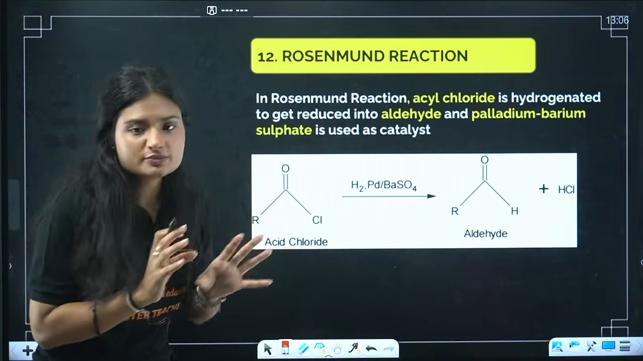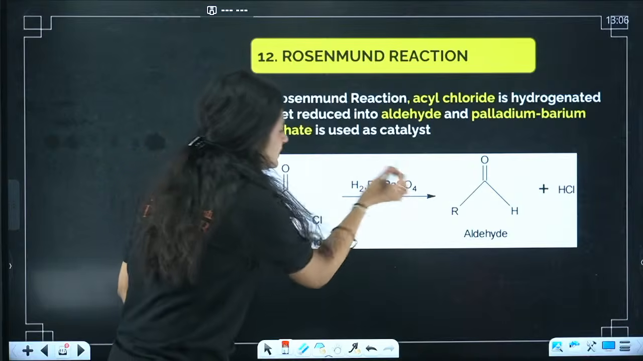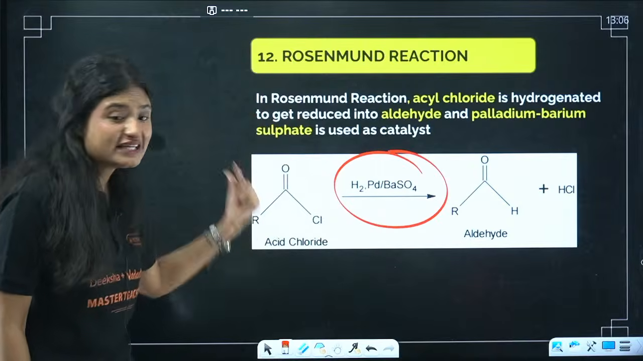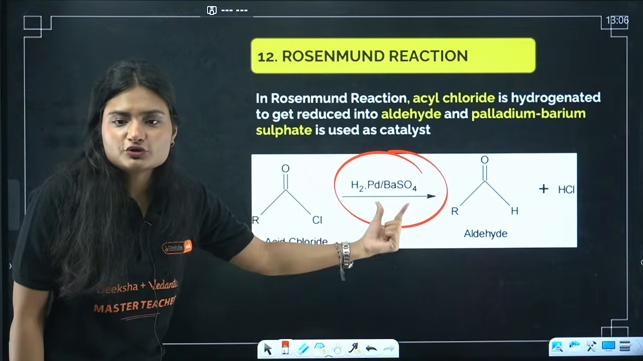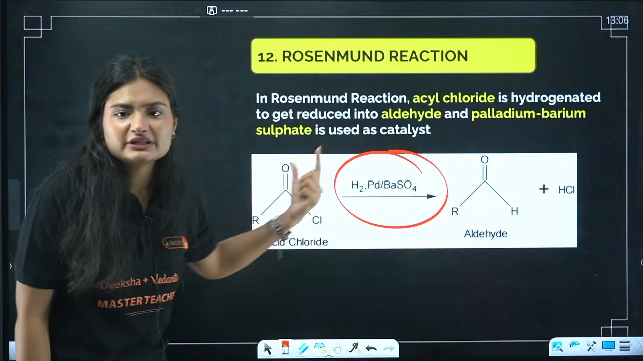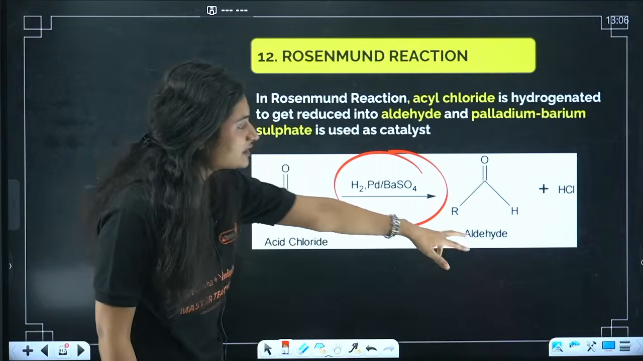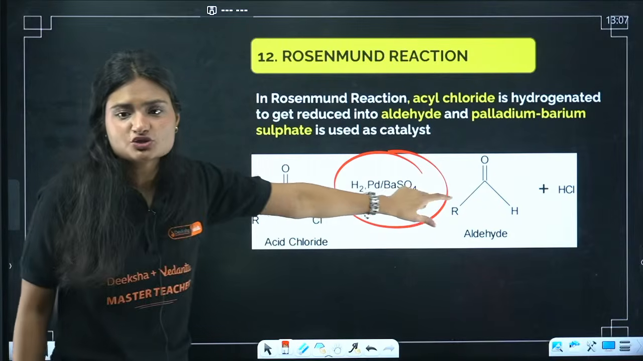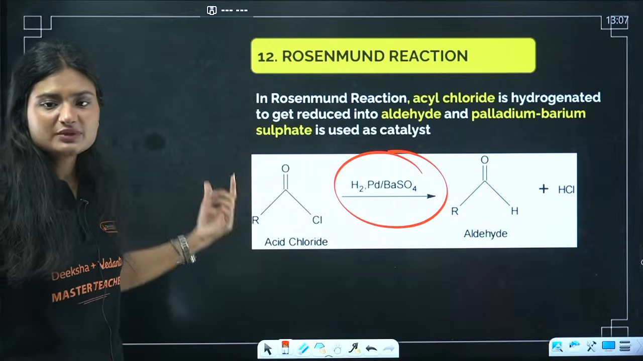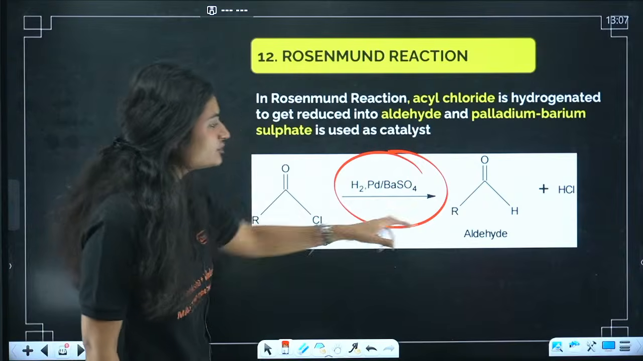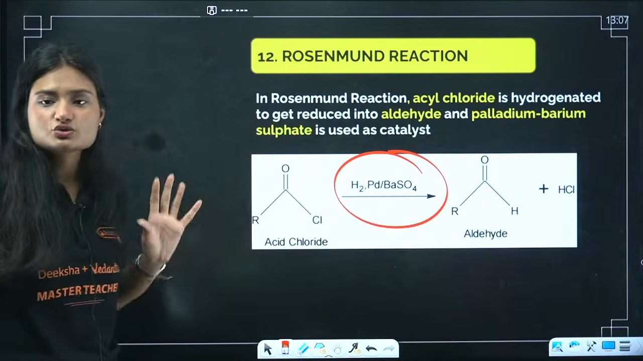Rosenmund reduction is a reduction reaction. Remember, the reagent is H2, Pd-BaSO4. Any acyl chloride you have, if you reduce it with H2 and Pd-BaSO4, gets converted into aldehyde. So Rosenmund reduction means the acid chloride will get converted into aldehyde. That is your Rosenmund reduction.